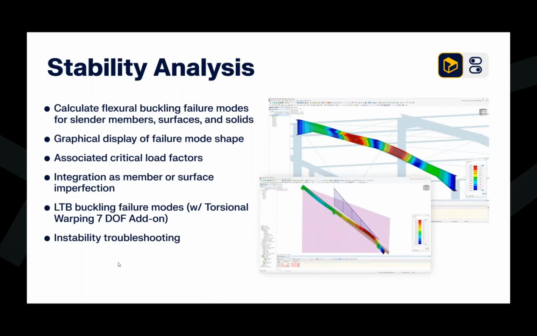Now, we can activate here an additional add-on called torsional warping 7 degrees of freedom. So this now activates this 7th degree of freedom in the analysis, no longer 6 degrees of freedom. And when we carry out the stability analysis now, we're actually also going to see these lateral torsional buckling failure modes, as you see over here on the right-hand side, this sort of twisting. So when we are confined here with 6 degrees of freedom, we're only going to get these flexural buckling failure modes. But when we enable the 7th degree of freedom here, we will also be able to view the lateral torsional buckling failure modes.